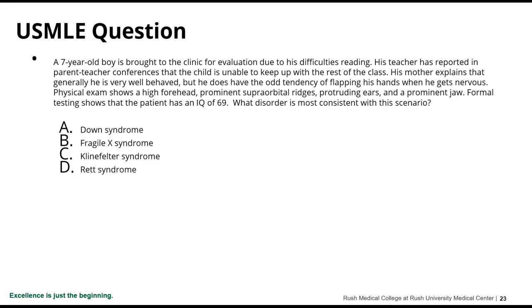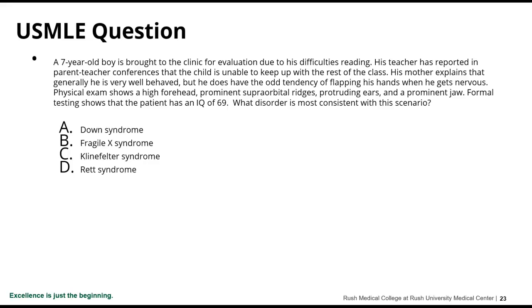So this is a USMLE question that I found in one of the books. A 7-year-old is brought to clinic for evaluation due to difficulty in reading. His teachers reported at the parent conference that he's unable to keep up with the rest of his class. His mother explains that he's generally well behaved, but does have odd tendencies of flapping his hands and getting nervous. Physical exam indicates a high forehead, prominent supraorbital ridge, protruding ears, and a prominent jaw. Formal testing identifies his IQ at 69.